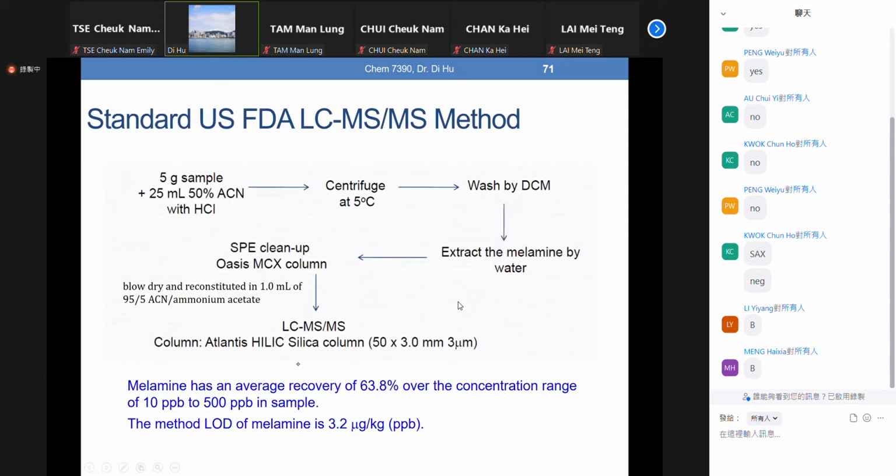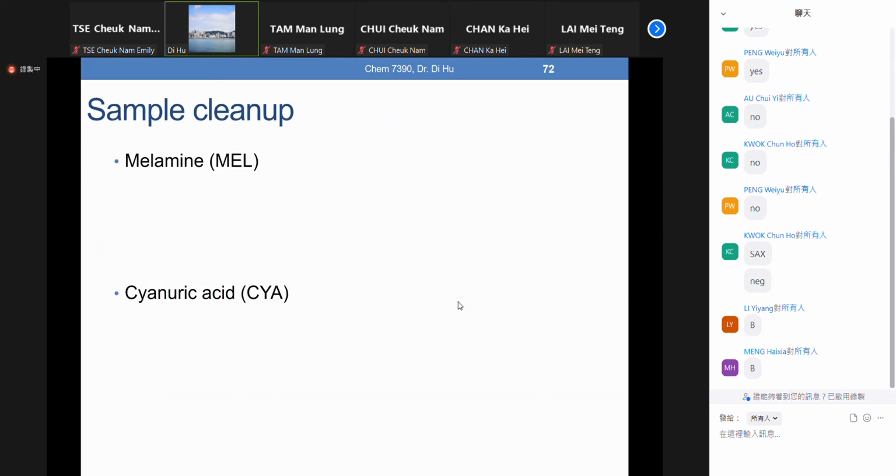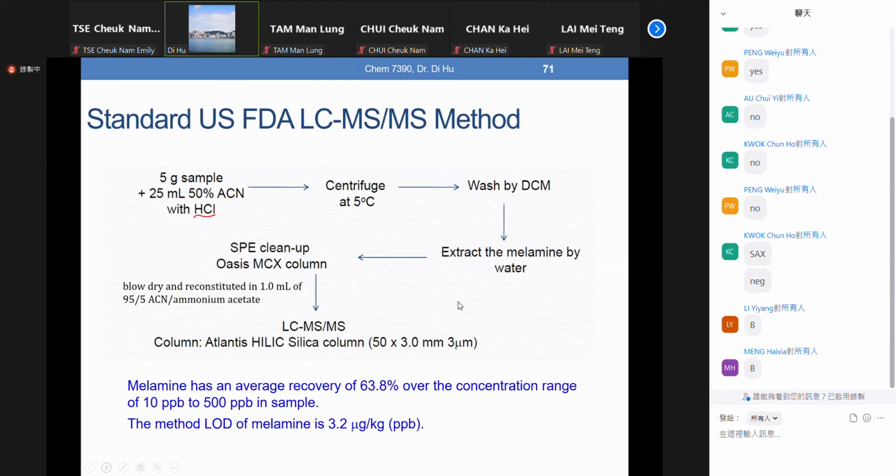Now let's see the standard method for the US FDA LC tandem MS method. The first step is to add an ACN and water mixture, 50-50, with hydrogen chloride acid, to make melamine charged. Do you know why? Sometimes we play with acidity or pH while we do the extraction. For amine compounds, like melamine, we often add acid during the extraction.